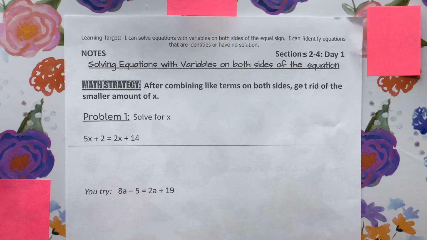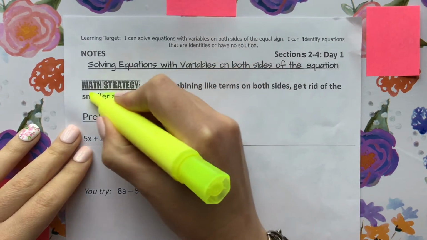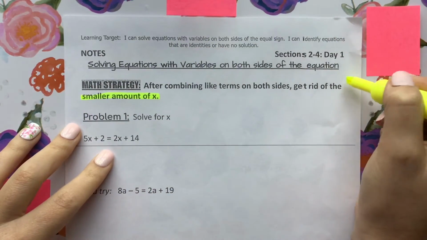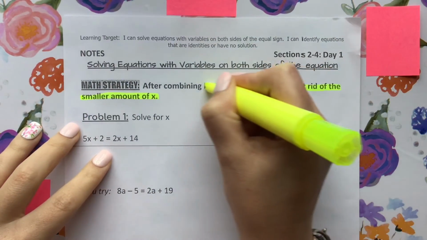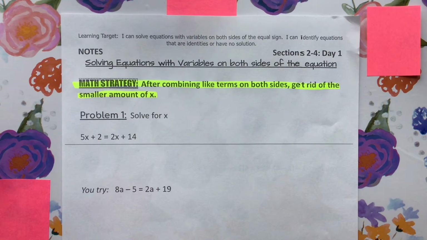Hi, algebra class. So today we're going to continue with working with equations and how to solve different types. And today we're going to work equations where a variable or a letter is on both sides of the equal sign. So the very first thing that I have written in the notes, and it is so important, that's why it's bold and kind of in big writing, is it says, after combining like terms, get rid of the smaller amount of x.